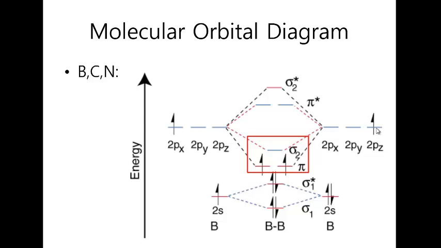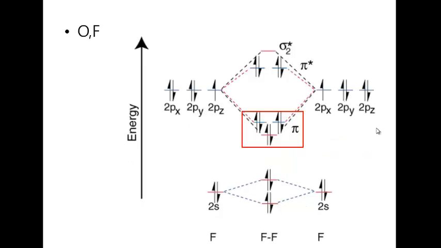So as I just told you, for boron, carbon, and nitrogen, the elements that have atomic number less than or equal to 7, we see that the pi orbital has less energy compared to sigma 2pz. On the other hand, for oxygen and fluorine, the elements that have atomic number greater than 7, sigma has a lower energy than the pi 2p orbital.